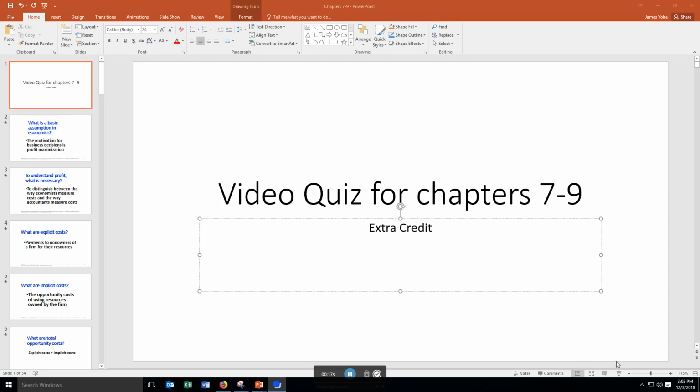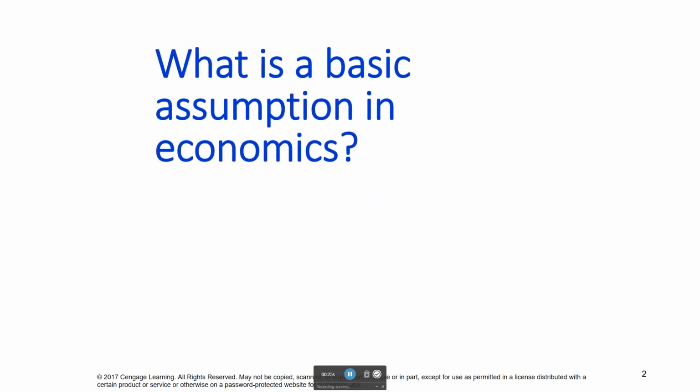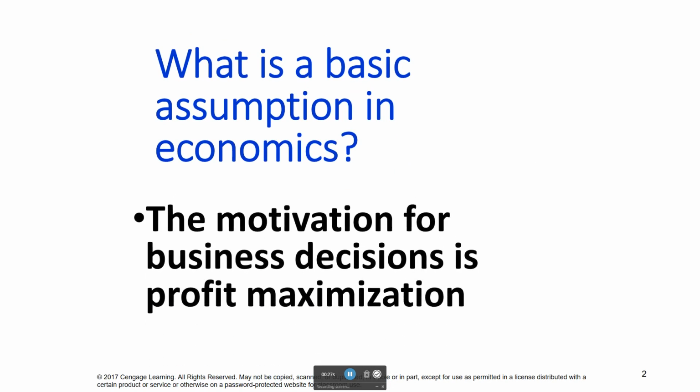All right, the first thing that we're going to talk about is cost curves, and this comes from chapter 7. The first thing that we talk about is a basic assumption in mainstream economics, and that is that businesses are engaged in profit maximization. Every single decision that a business will make is made under the assumption that they will choose that choice which maximizes their economic profit.